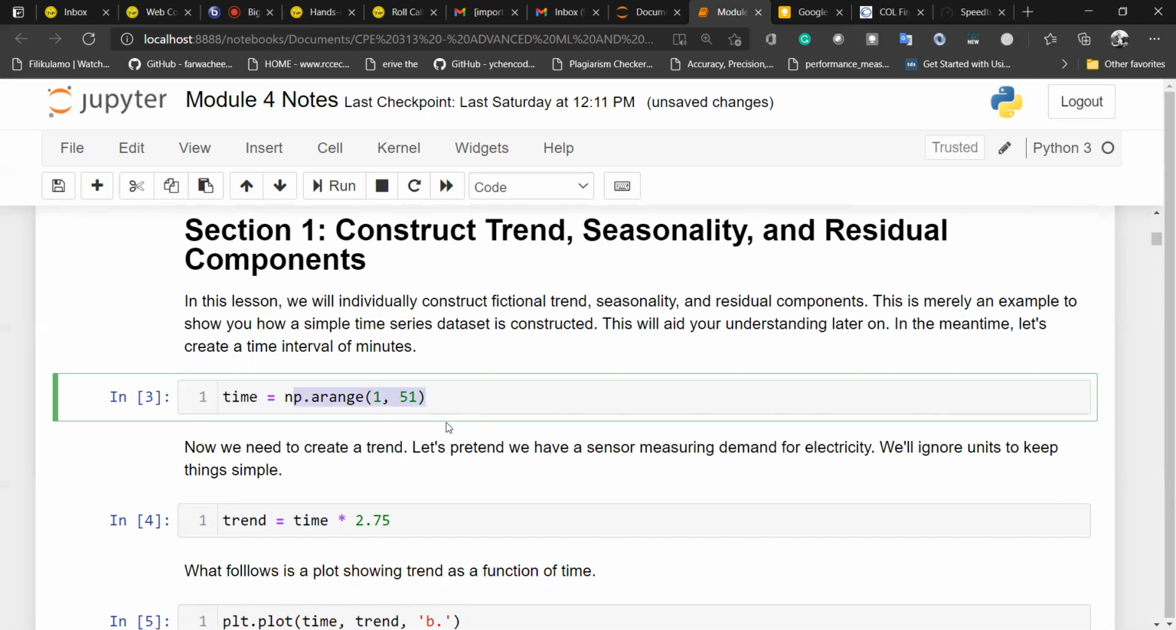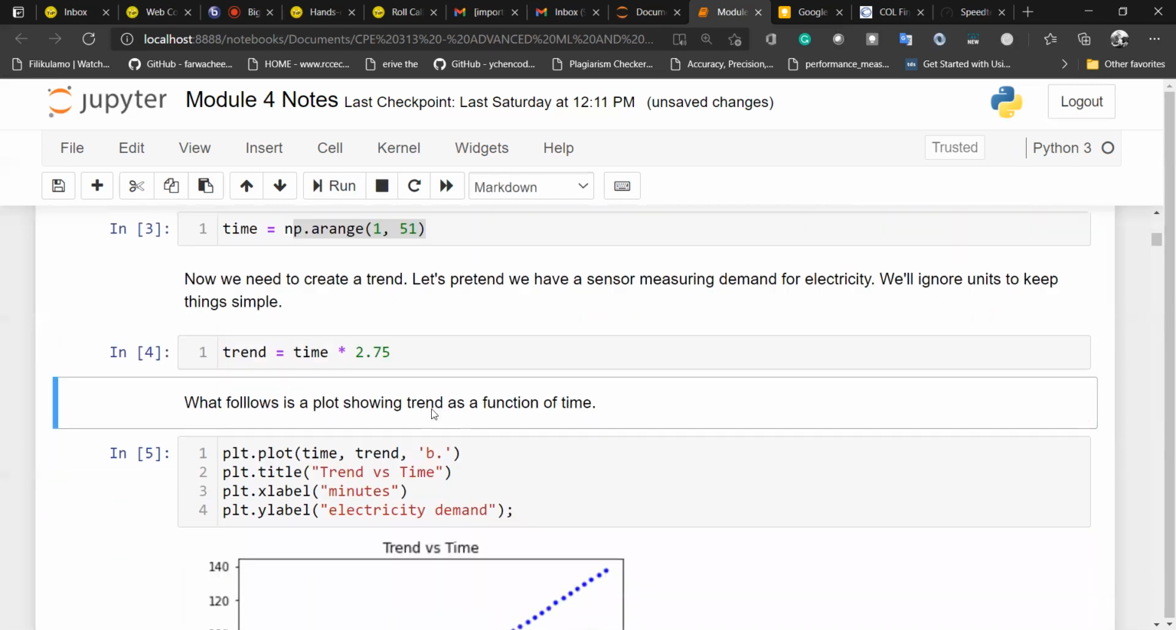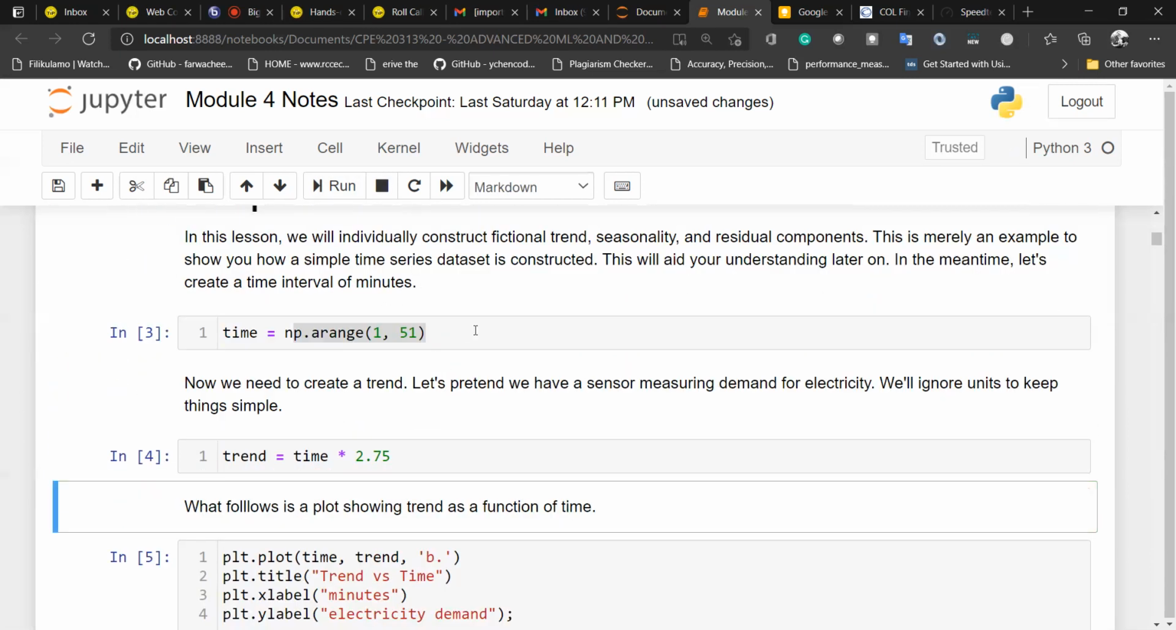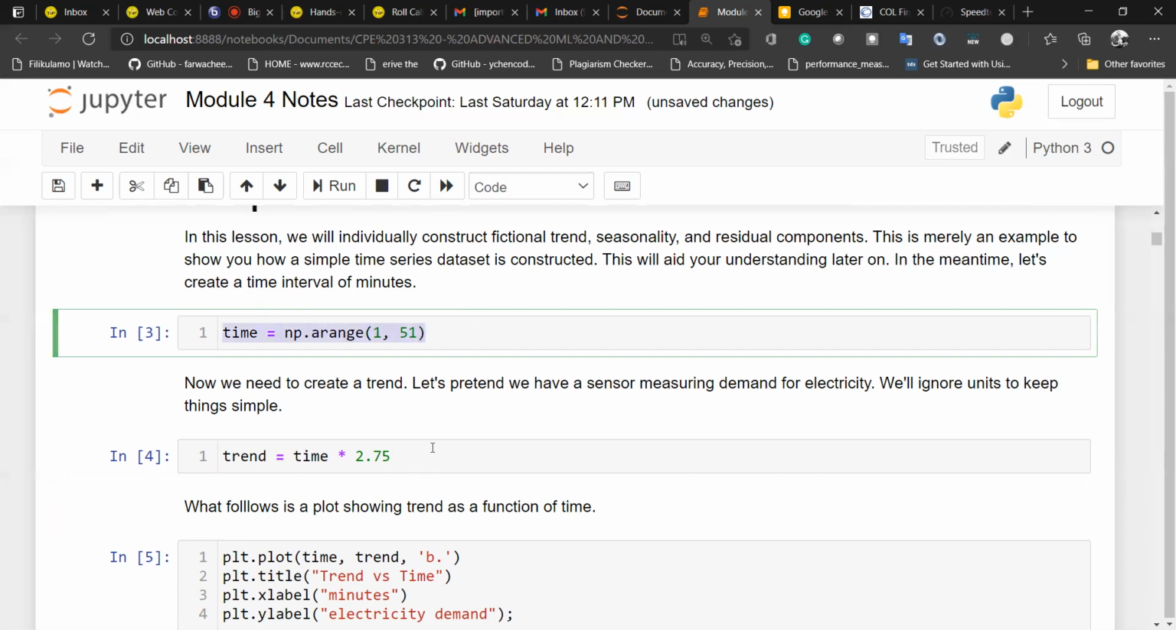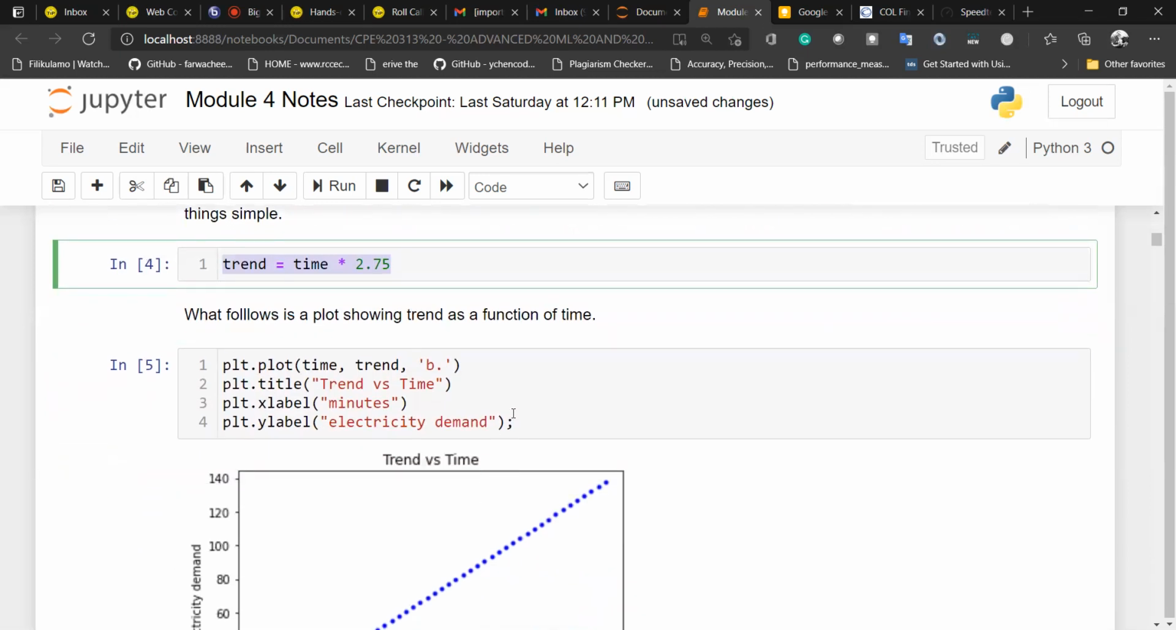Now, when you try to run this one, okay, now we have a time, arranged from 1 to 50. Now we need to create a trend, no? So our trend will be the time multiplied by 2.75. Okay, so let's pretend that we have a sensor measuring demand for electricity. But we try to ignore units muna for simplicity purposes. Okay, let's try to run this. Okay, now that we have the time series components and the trend, so what follows next is to show you the trend as a function of time.